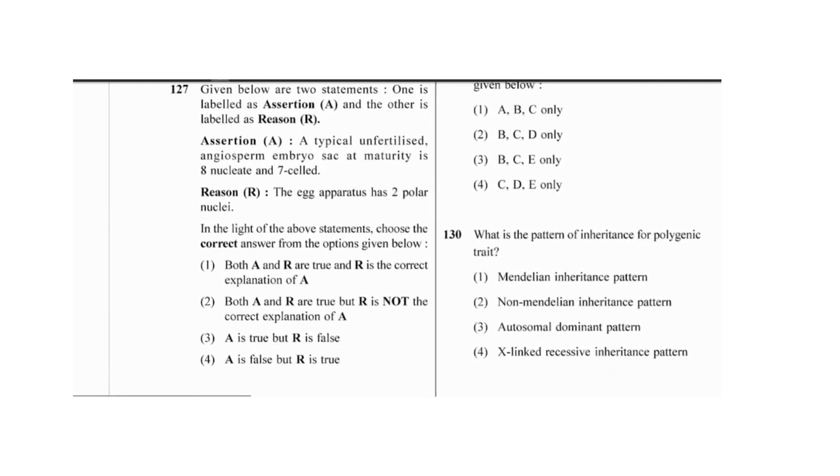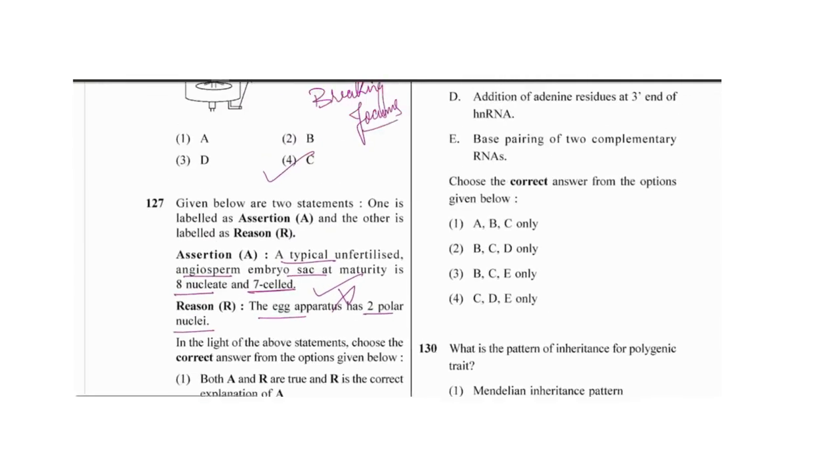The next is an assertion reason based question. Here, a typical unfertilized angiospermic embryo sac at maturity is 8 nucleated and 7 celled. Okay, the egg apparatus has 2 polar nuclei? It is not polar nuclei, so it will be incorrect. So we can say 127 will become the 3rd option: A true but reason false.